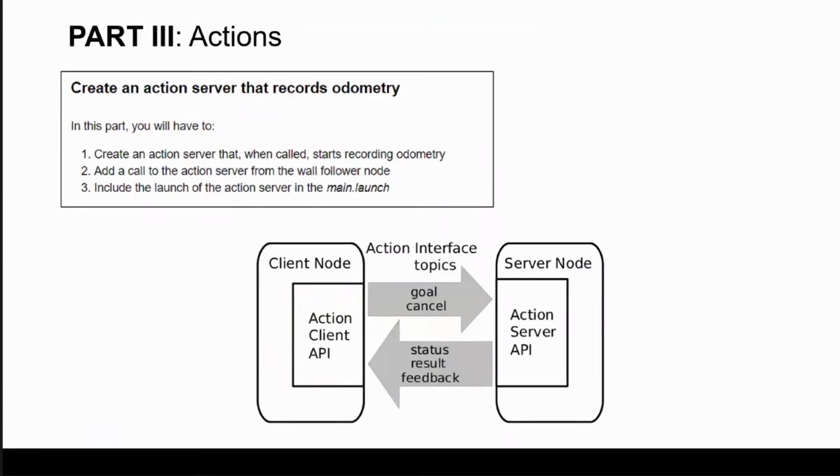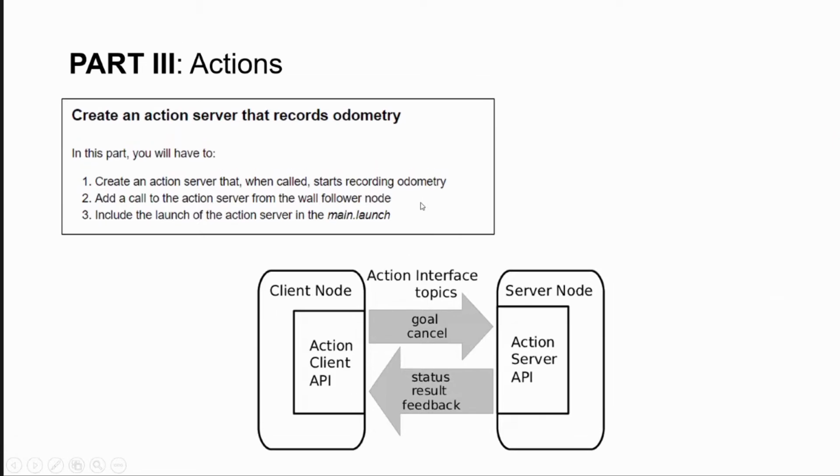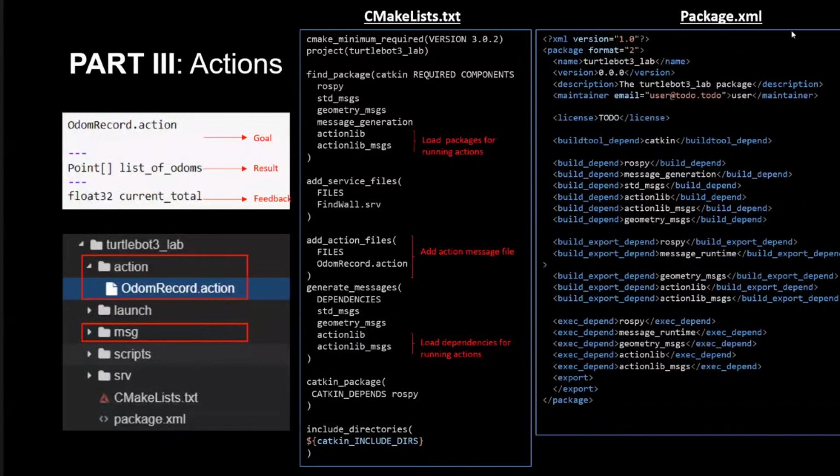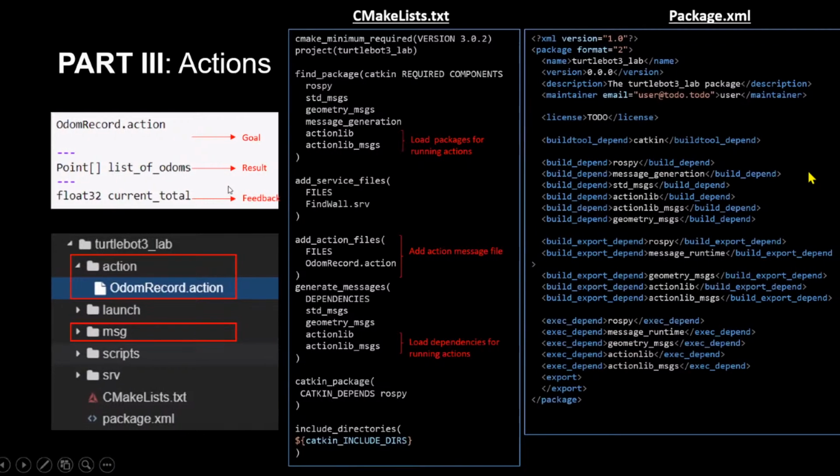So the final part was to implement actions, to record odometry, and to measure how far the robot has been moving. So actions basically let us run simultaneously some scripts, some actions. Unlike services, actions are non-blocking features of ROS, which are great for performing several tasks at the same time.